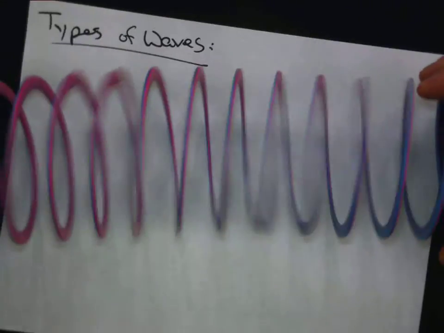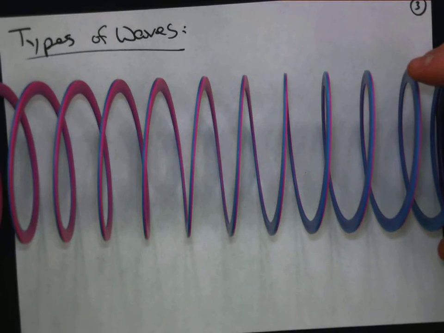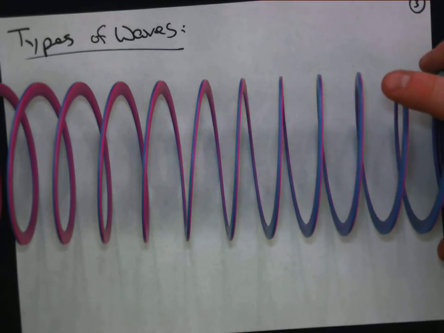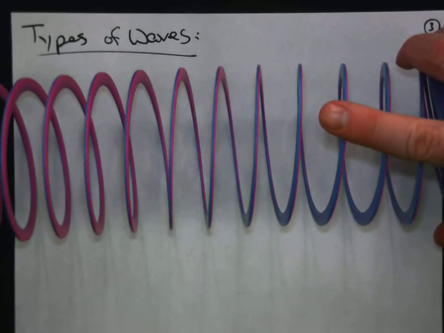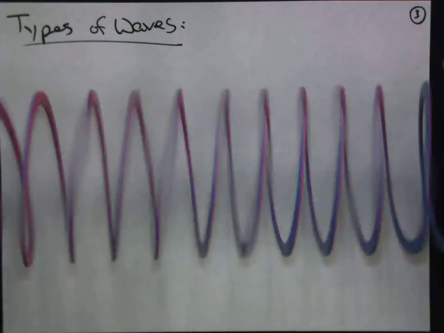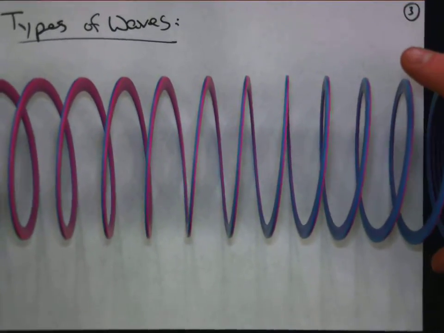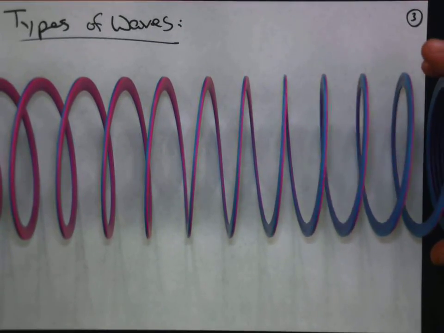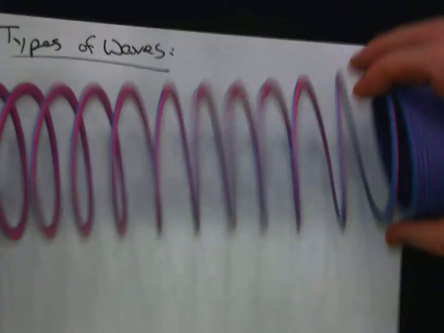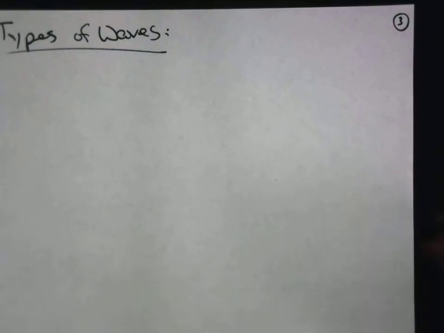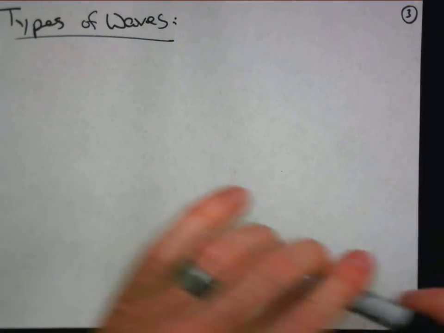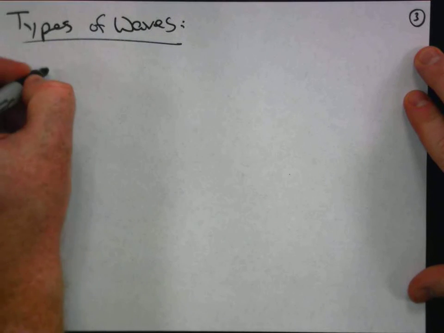And that kind of wave, where the disturbance seems to be up and down, but the wave is traveling left and right. The disturbance is perpendicular to the direction of the wave. That's important to understand. The disturbance is up and down, and you get these peaks and troughs, or crests and troughs, right? That's one kind of wave, and that kind is called a transverse wave.